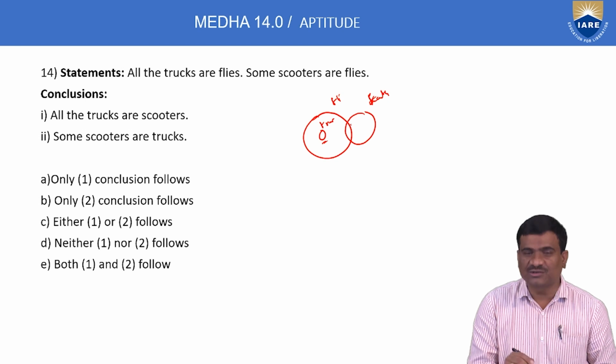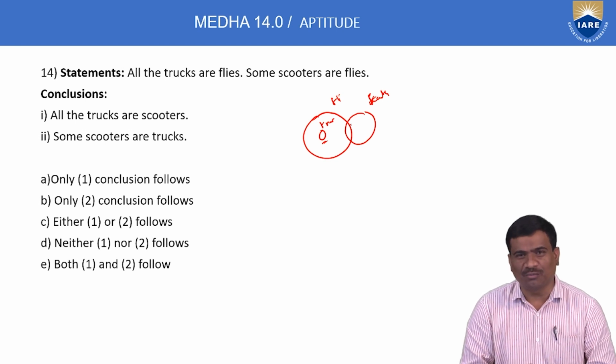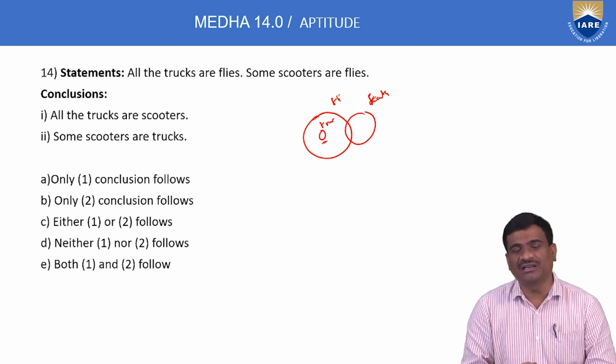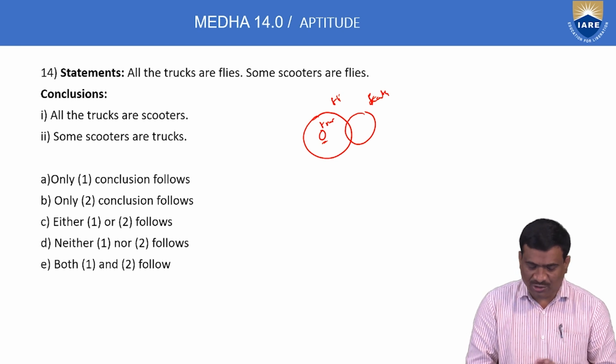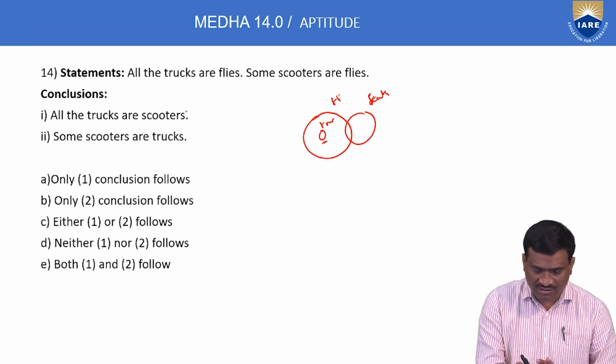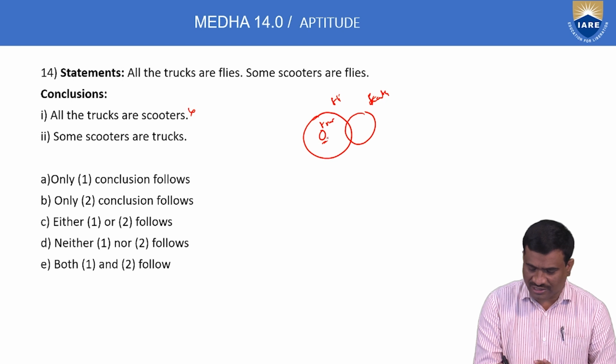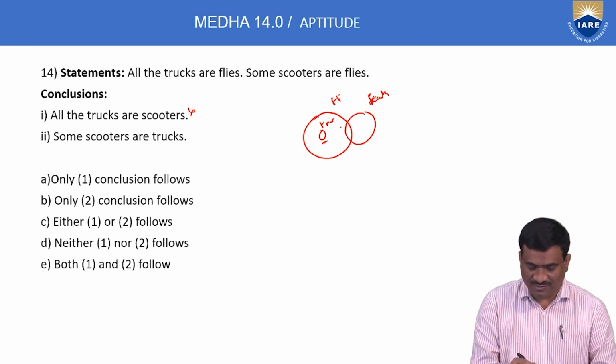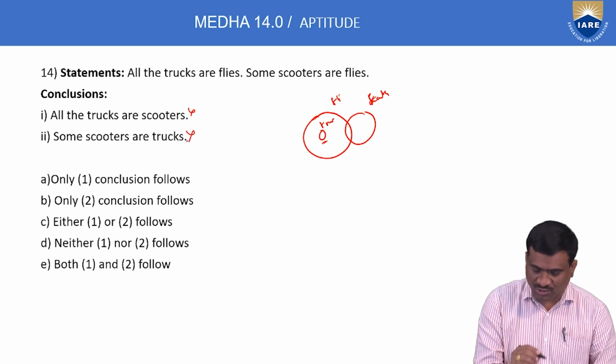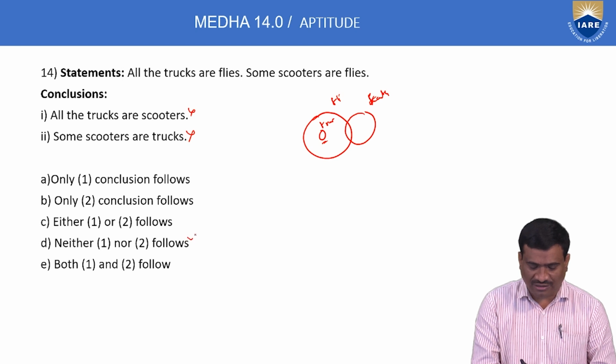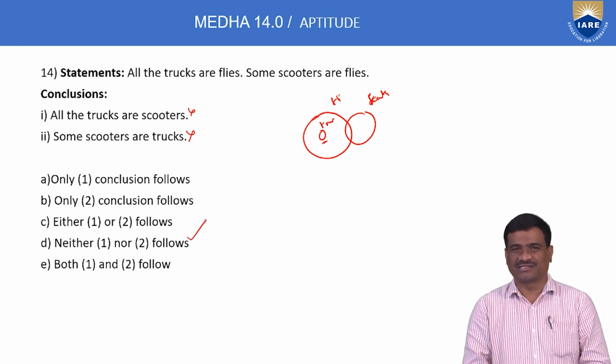Here the truck and scooter relation is not given, maybe indicating either or. But using the conclusions, all the trucks are scooters is not correct, there is no relation. Some scooters are trucks, again there is no relation. Then the answer is neither nor only correct.